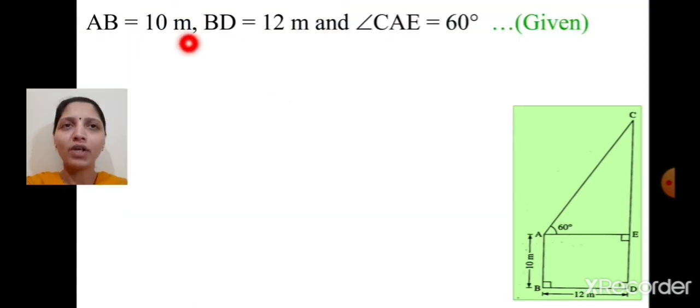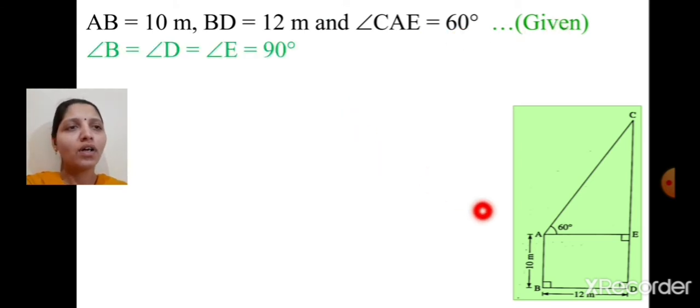AB is equal to 10 meters, BD is equal to 12 meters, and angle CAE is equal to 60 degrees. That is given to us. Now always remember that vertical objects are perpendicular to the ground level. So here, or width of the road, angle B, angle D and angle E will be 90 degrees.